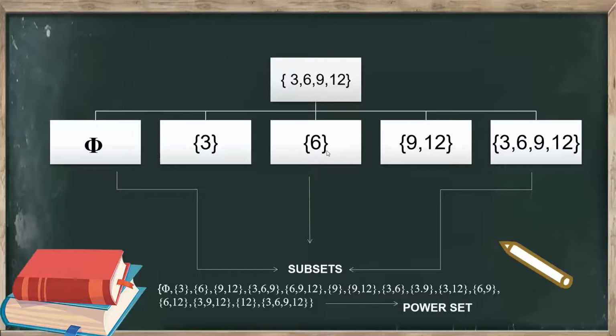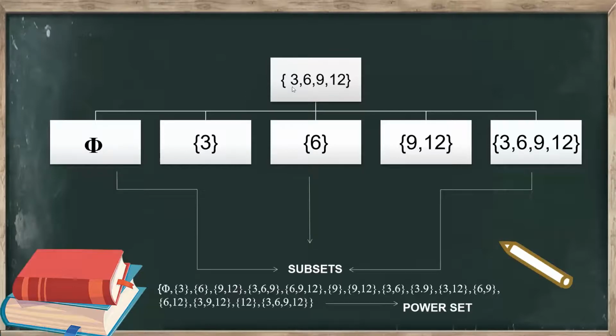These are not the only subsets, there are more subsets. I can write 3, 6 together. I can write 6, 9 together. See, these are all subsets. 9, 12; 3, 6, 9; 9, 12; 3, 9; 3, 12; 3, 6, 9, 12.